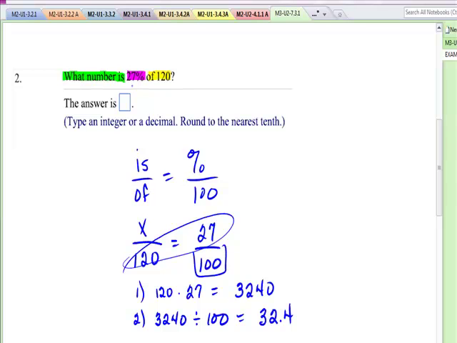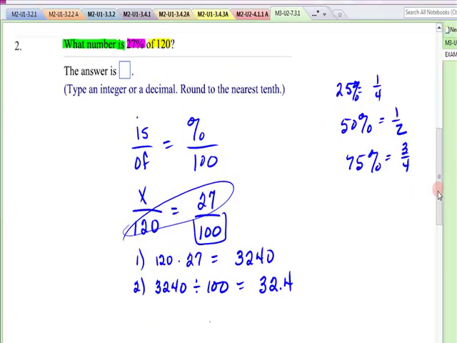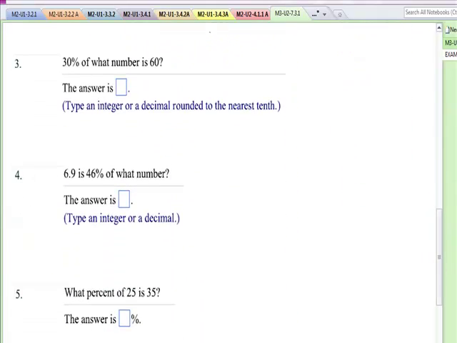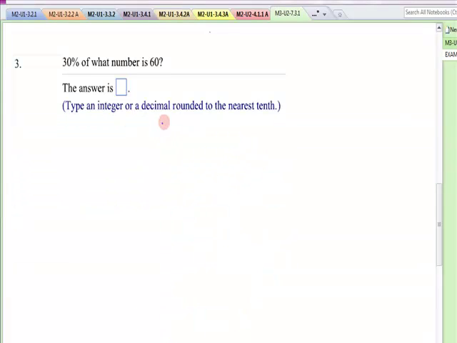And 27%, the way I like to think of it, 25% is a quarter, 50% is a half, 75% is 3/4. And so I use those kind of as just ideas. 27%, well, it's pretty close to 25. So a fourth of 120 is about 30. The answer is 32.4. Yes, that makes sense. Let's look at our next one.